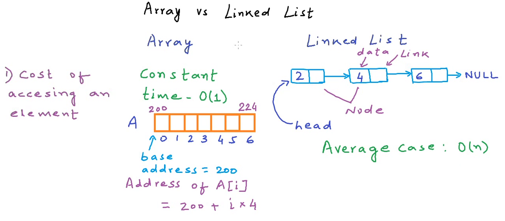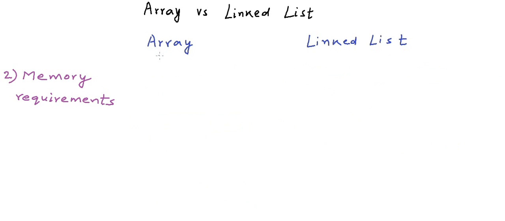So on this parameter, cost of accessing an element, array scores heavily over linked list. So if you have a requirement where you want to access elements in the list all the time, then definitely array is a better choice.